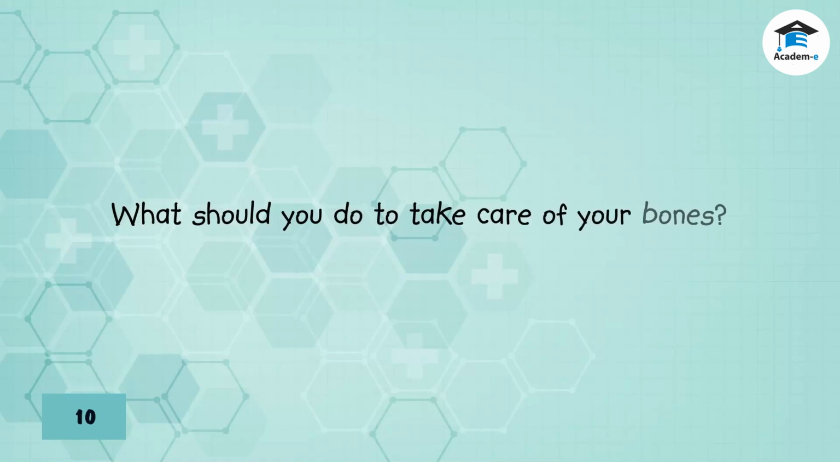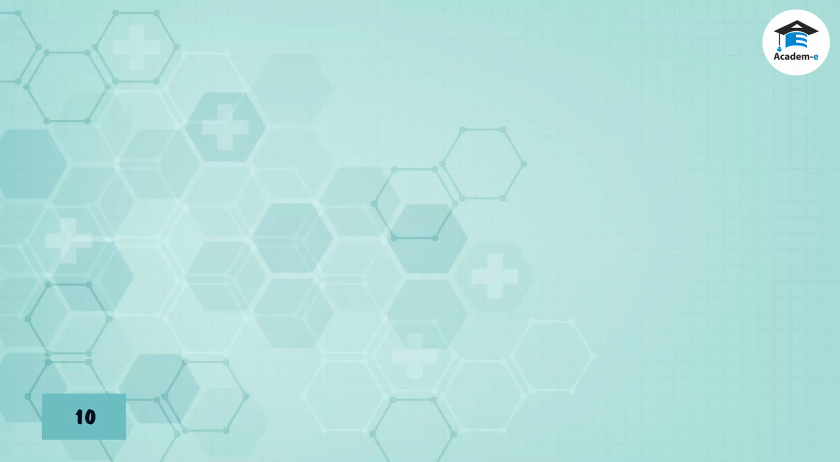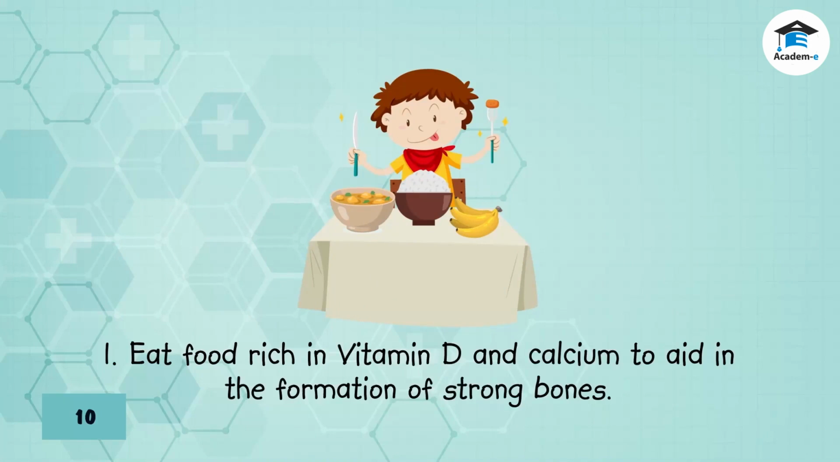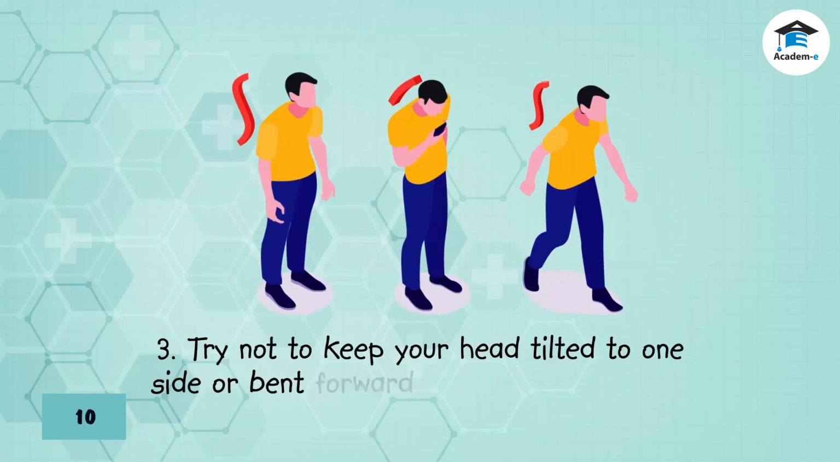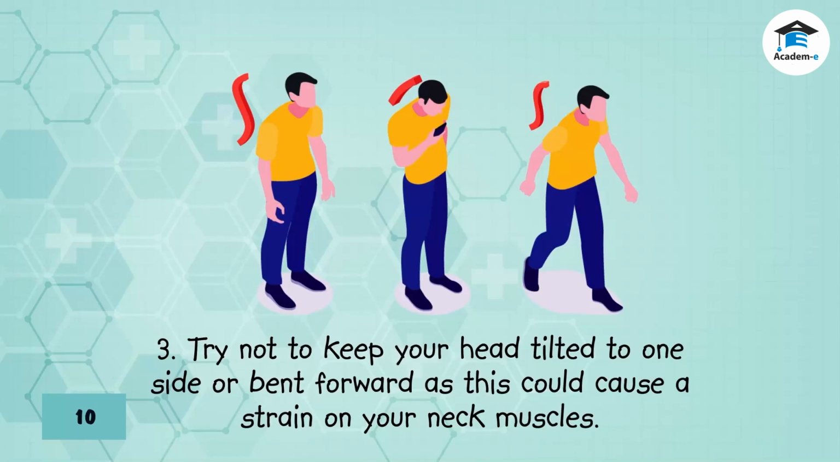What should you do to take care of your bones? The following pointers may help you remember how to take care for your bones. Eat food rich in vitamin D and calcium to aid in the formation of strong bones. Maintain good posture. Try not to keep your head tilted to one side or bent forward, as this could cause a strain on your neck muscles.